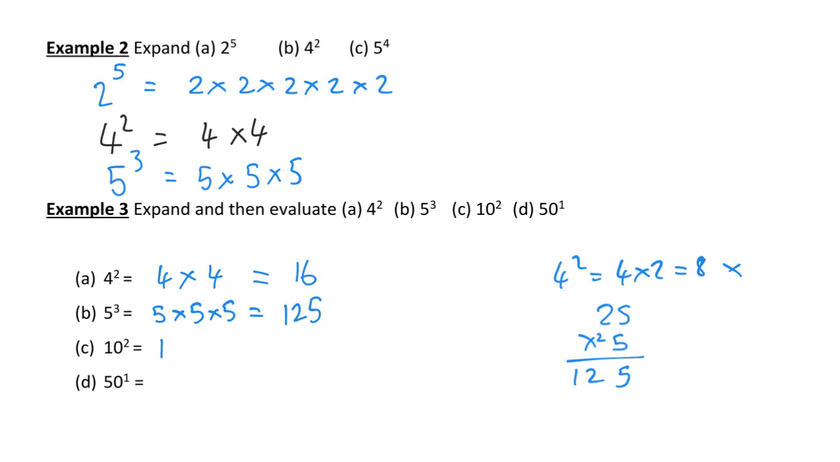10 to the power of 2 means that there are 2 10's being multiplied together. So that's 10 multiplied by 10, which is 100. 50 to the power of 1 means there's 1 50 being multiplied, so it's just 50. So anything to the power of 1 is just itself: 50 to the power of 1 is 50, and 17 to the power of 1 would be 17. Similarly, we could say that 8 equals 8 to the power of 1. So any number could have 1 as its power.